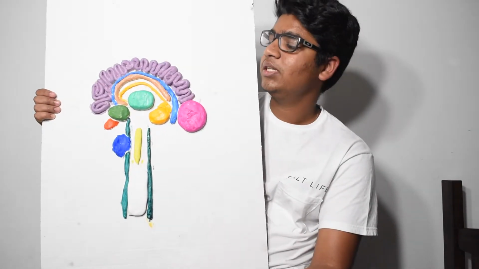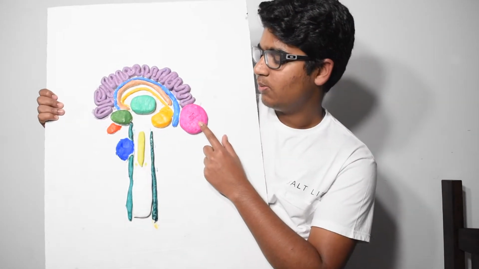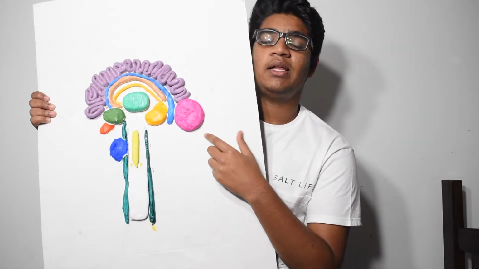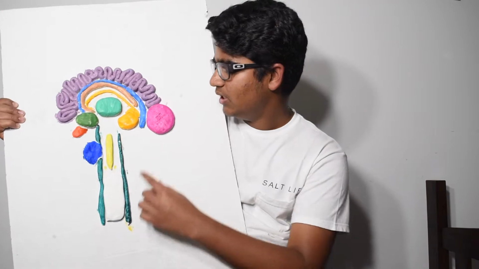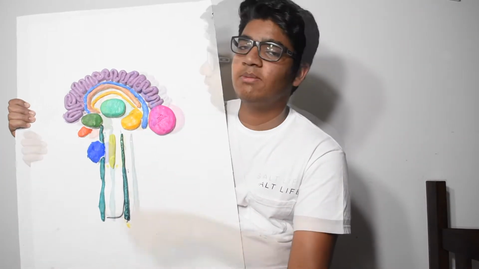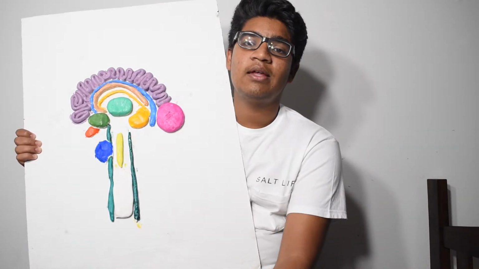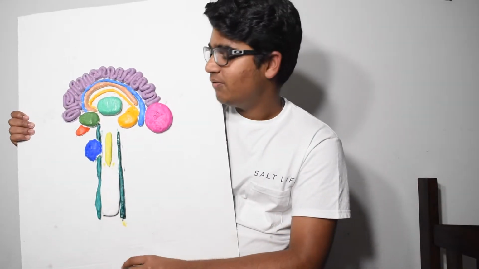Let's move on to the inside of the brain, which is also known as the old brain. This is the cerebellum. The cerebellum coordinates voluntary movement and balance. And next we have the hippocampus. The hippocampus is linked to memory. This is the corpus callosum. The corpus callosum is the tissue between the two hemispheres that allows for neurons to travel from one side to the other. Next we have the amygdala.